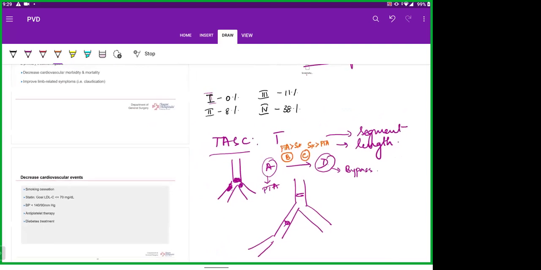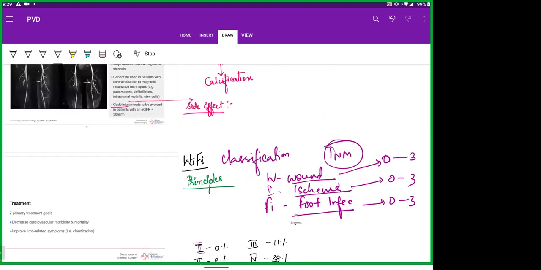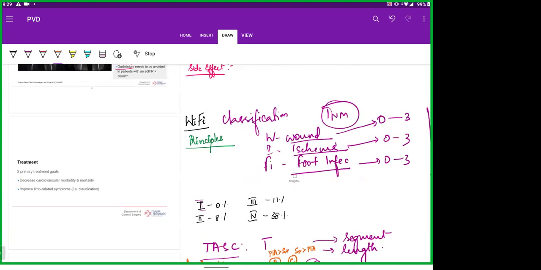The problem of Rutherford and Fontaine was that it took into consideration only the ischemic component. The task took care of only the anatomic component. That's why WIfI came, where you're looking into the ischemia, the wound, and the infection together. And without doubt, as of now, the best available classification is the WIfI classification.